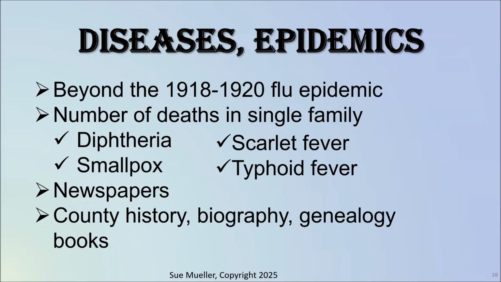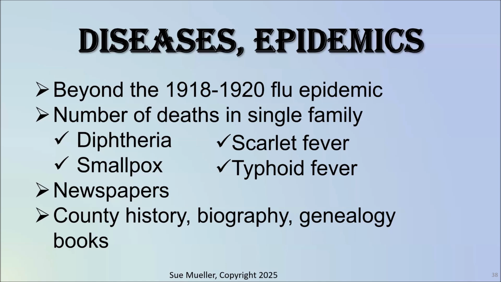There were regional epidemics or things that disrupted a family beyond the 1918-1920 flu epidemic. Diphtheria, smallpox, scarlet fever, typhoid fever. When we didn't know how to make people better, people died of these things. So if you see a number of deaths from the same cause in a single family, that might give you a clue that there was some kind of local epidemic.